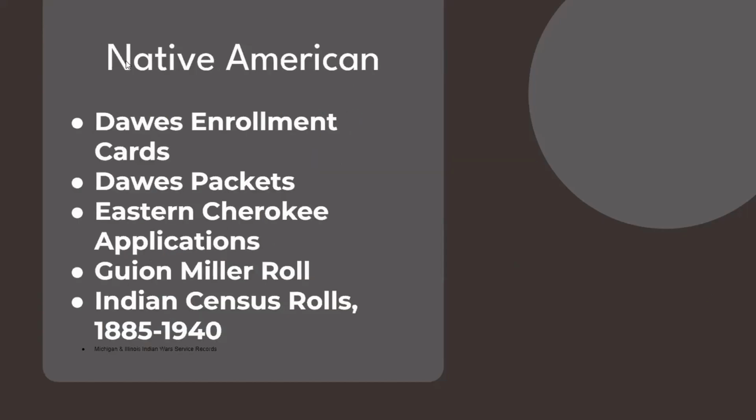And then there's also Native American collection. So we have the Dawes enrollment cards, the Dawes packets, the Eastern Cherokee applications, the Miller roll, the Indian census rolls, and then very tiny, the Michigan and Illinois Indian War Service records. This is just a handful. I mean, there's certainly more you can look at, but these are the big ones, especially the Dawes enrollment cards, the Dawes packets, and the Indian census rolls.